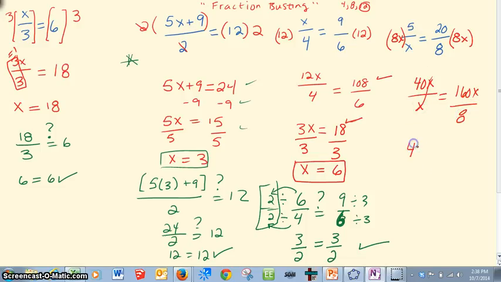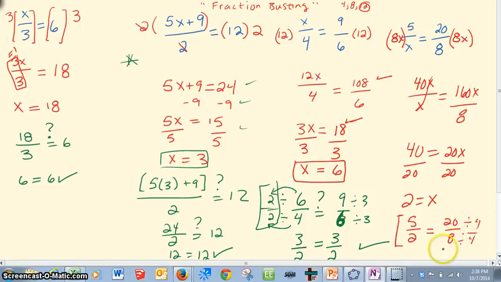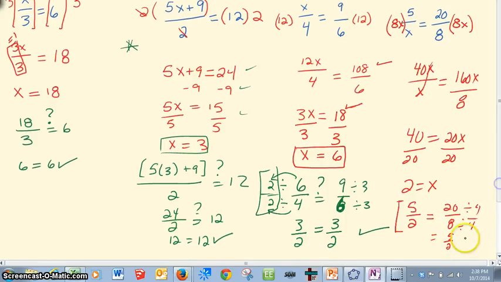So I have 40 equals 20x. Division property of equality tells me that if I divide both sides by 20, I can isolate x. So is 5 over 2 the same as 20 over 8? This fraction is reduced, so let's reduce the one on the right by a factor equal to 1. This equals 5 over 2. Yes, indeed, they check.